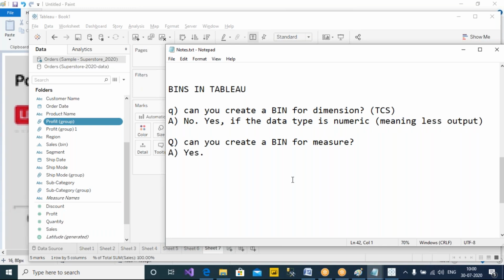Yeah, that's about the bin. That's about the sets and groups in Tableau.